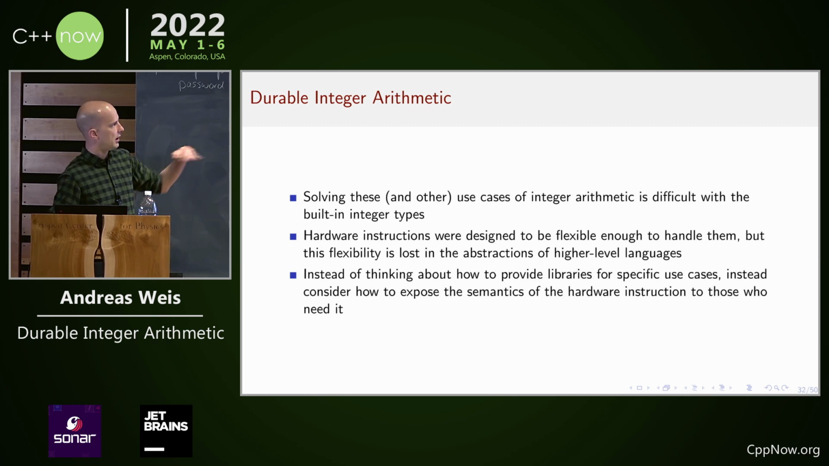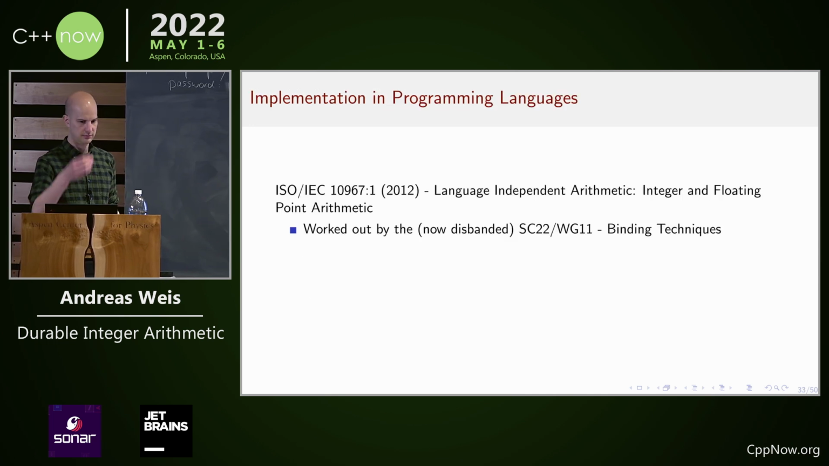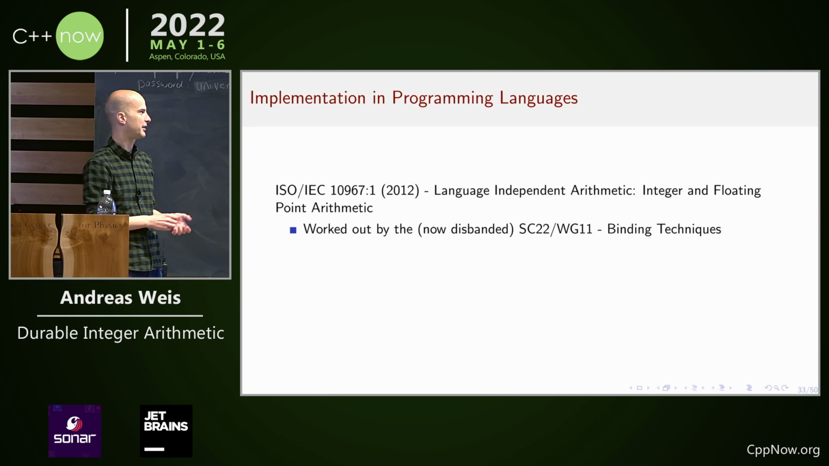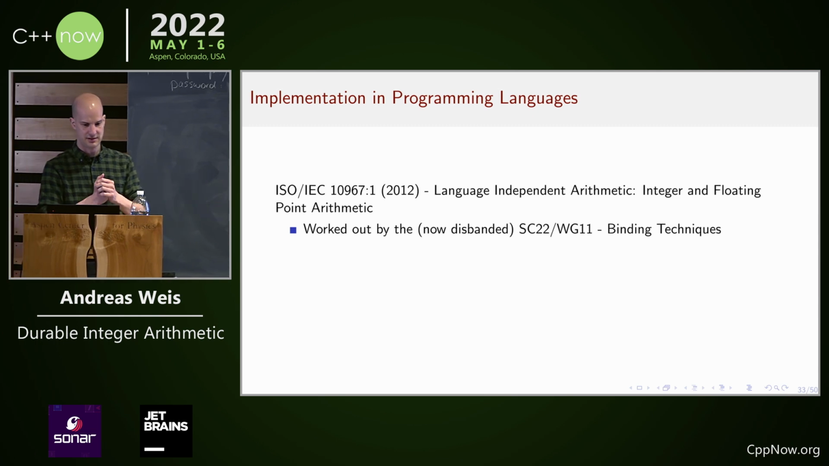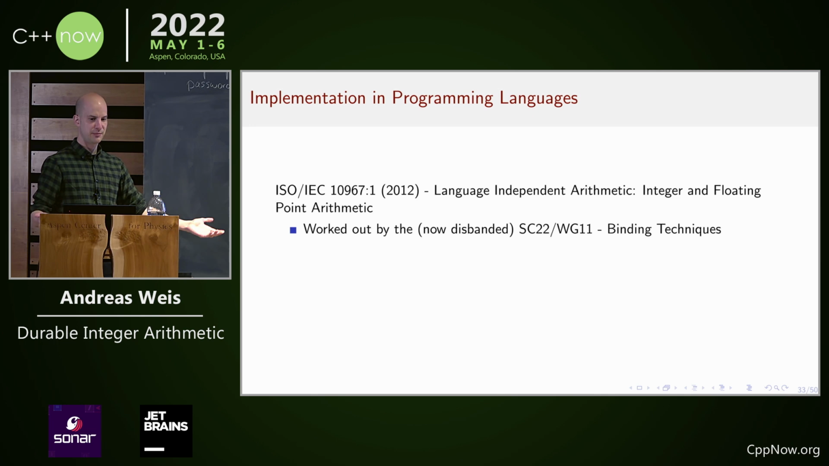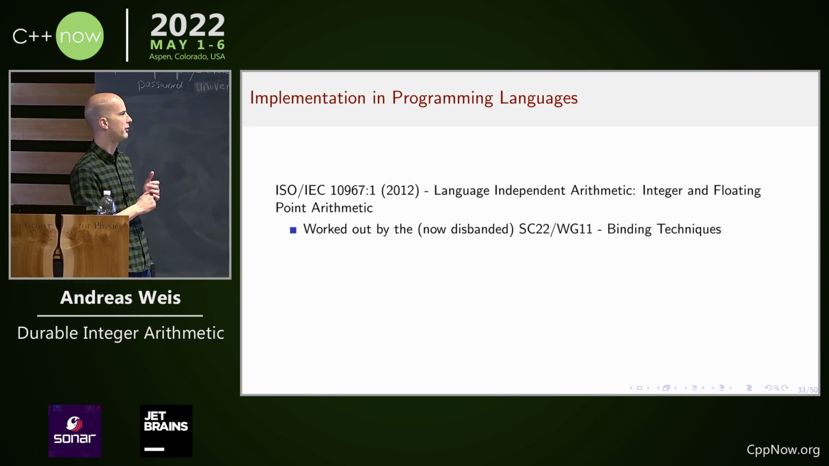So how can we get this? Can we get this anywhere today? What do programming languages implement? So I looked around at what's out there. One thing that I actually found, which I didn't know before, is there is an ISO standard, 10967, about language-independent arithmetic. And it specifies how you should do integer and floating point arithmetic.